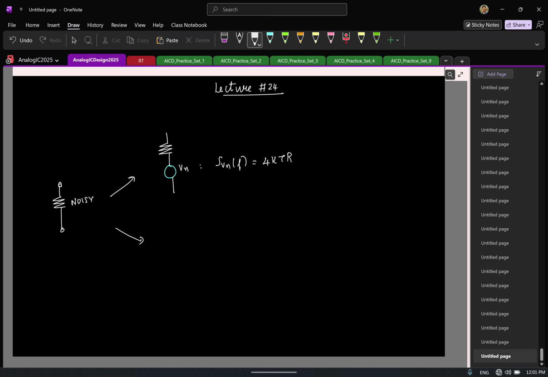Now, the other way to model it is, instead of having a voltage source in series with a resistor, I will say that I can have a current source in parallel to that. So the value of the current is going to be the voltage by R. So the power spectral density of the noise current is basically 4kT by R.